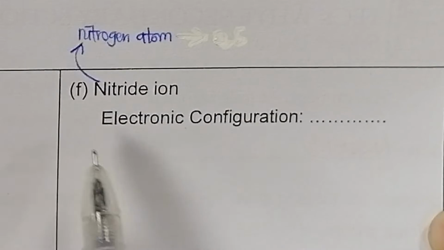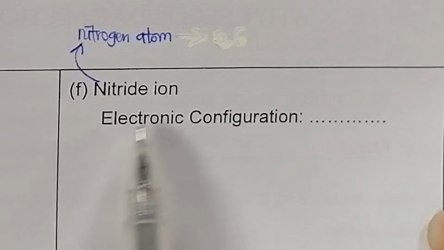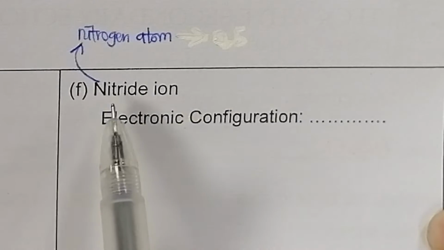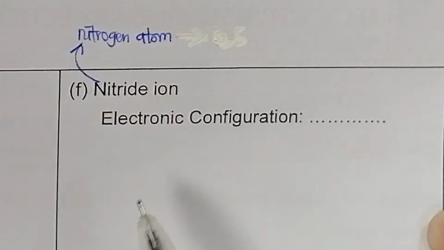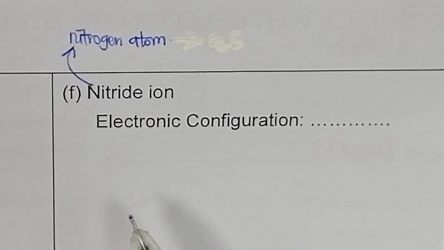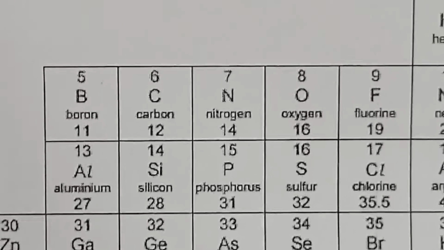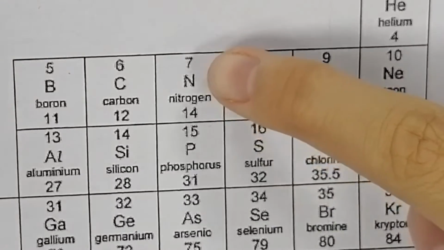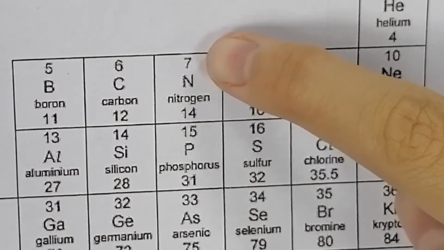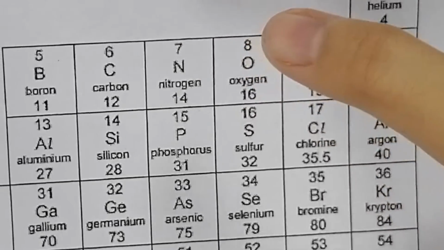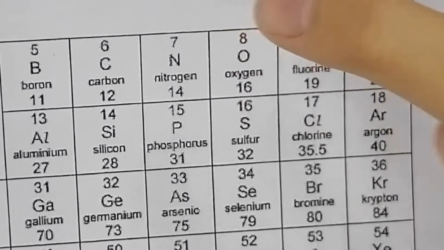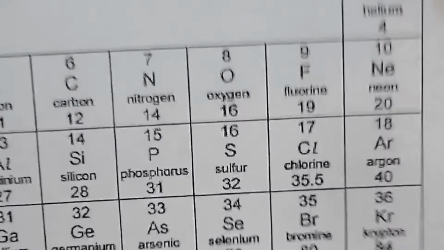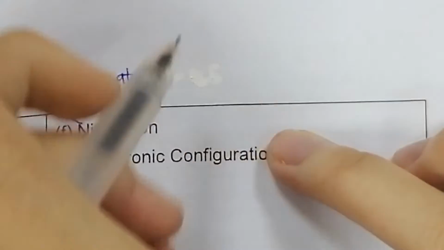Okay, so now I'm going to explain a bit on how we're going to do the electronic configuration for nitride ion. So actually nitride ion is formed from nitrogen atom. When it comes to electronic configuration, we always want to find the number of electrons first. If I look at the periodic table, I see that nitrogen has 7 protons, the smaller number, right? And in an atom, the number of protons equals the number of electrons. So I start with 7 electrons for nitrogen atom.